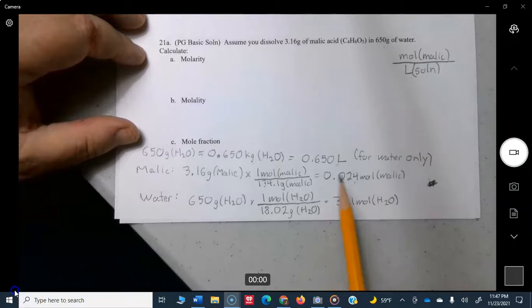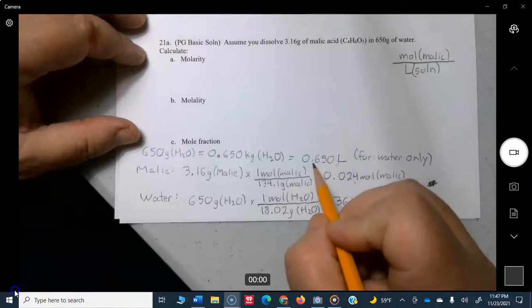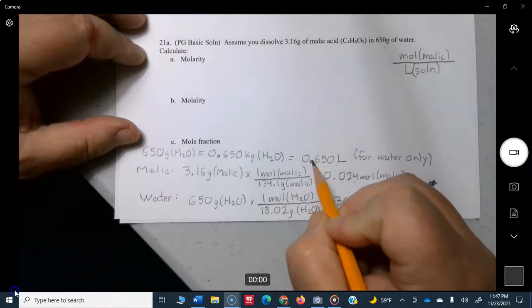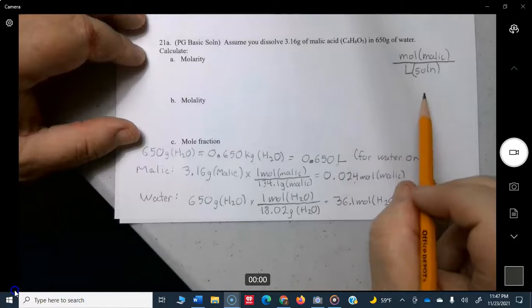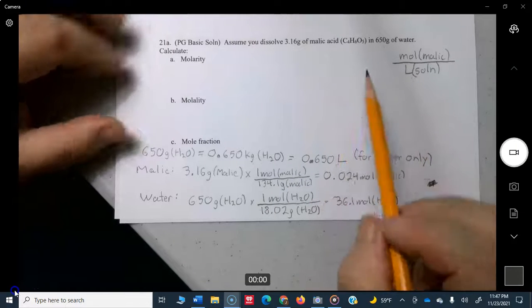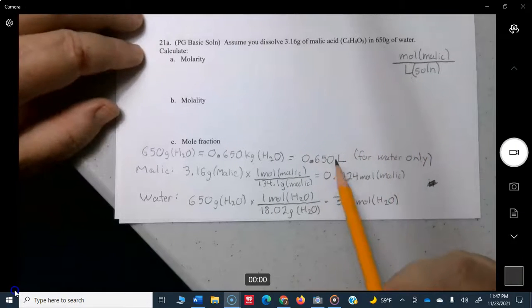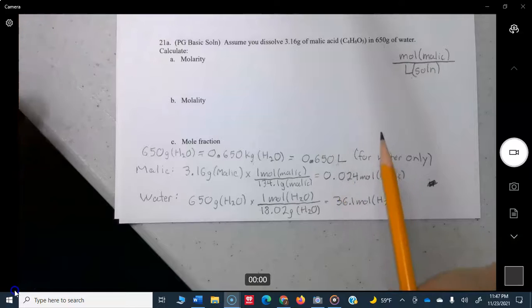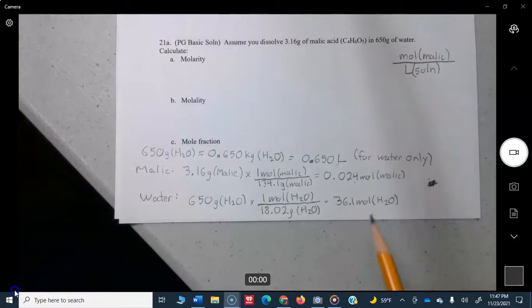Liters of solution. Well, we have 0.650 liters of water. But that's not the solution. The solution is the malic acid mixed into the water. This is only the water. So you do one of two things: either you can't do the problem, or you can make an approximation.